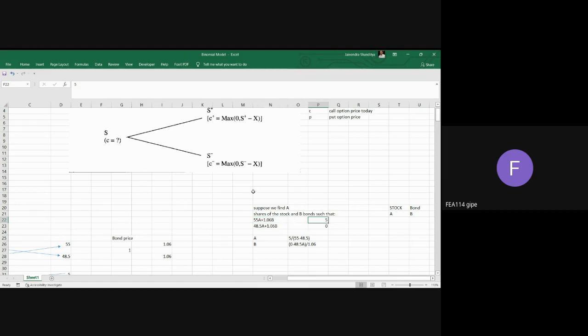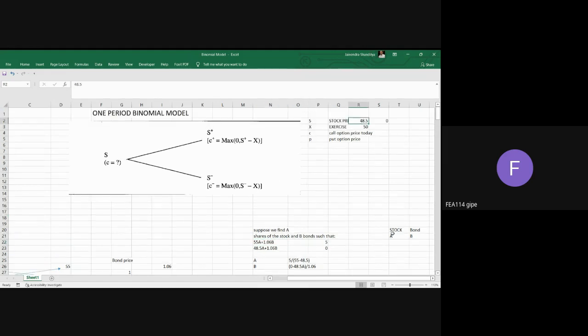Why? Because this is where the price is. If the stock was 55 and the exercise price is 50, which is what we are assuming, and we replicate by this arbitrage where we buy A stocks and B bond, then our situation is 55A plus 1.06B, which should result in the same 5.